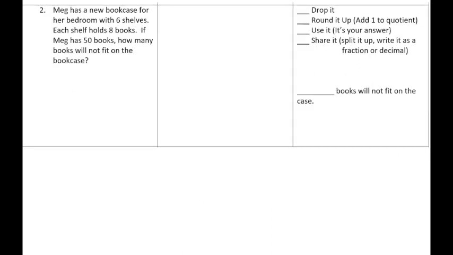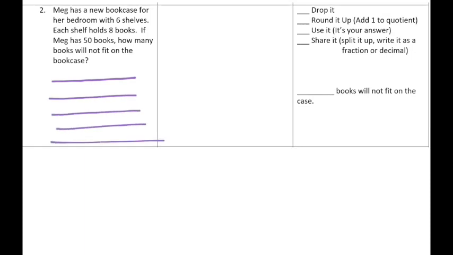Meg has a new bookcase for her bedroom with 6 shelves. Each shelf holds 8 books. If Meg has 50 books, how many books will not fit on the bookcase? So I'm thinking there are 6 shelves, 1, 2, 3, 4, 5, 6, and on each shelf there can fit 8 books. So 8, 16, 24, 32, 40, 48. Okay, how many books are going to be left over?